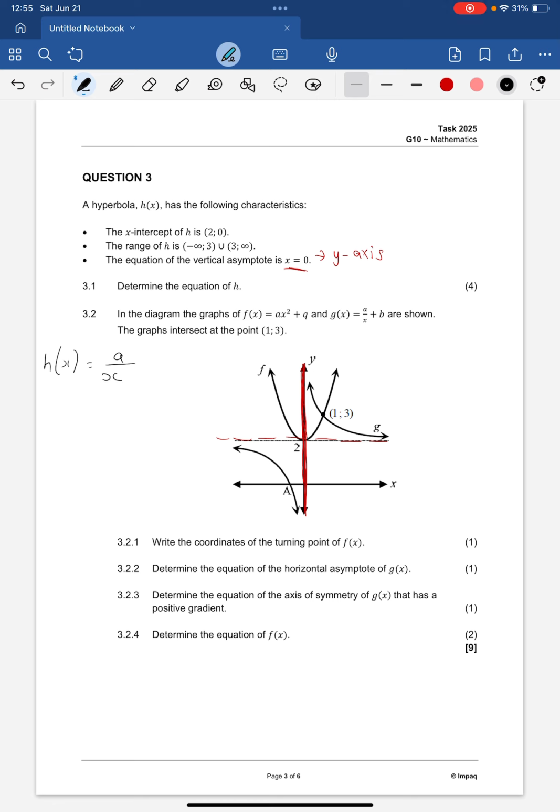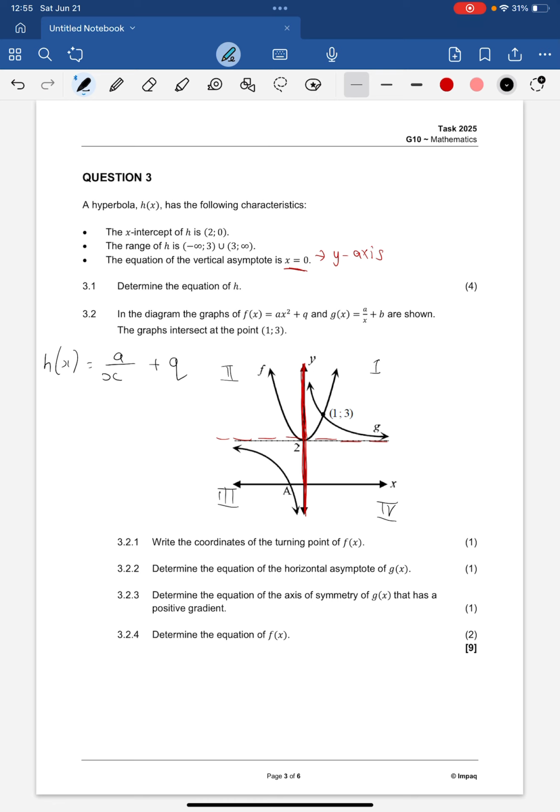A tells us what? The shape. So if it's positive, it's going to be in quadrants 1 and 3. Mind you, the quadrants are this: 1, 2, 3, and 4. So if it's positive, it'll be in quadrants 1 and 3, of which you can see the function exists in quadrants 1 and 3. And if it's negative, it'll be in quadrants 2 and 4. So the only thing we know for sure right now is that a is positive.